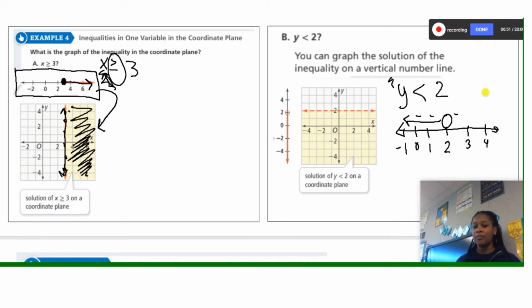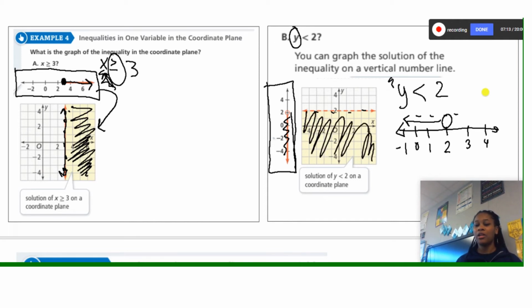Okay, this is a number line, and they did a vertical one right here because your y-axis is vertical. So since it's less than, you will shade to the lower. Right here we have a dashed line showing that 2 is not included in the solution. And then we want to shade lower because y is less than. Now, if y was greater than, then you would shade above that line. But since y is less than, you want to shade below the line.